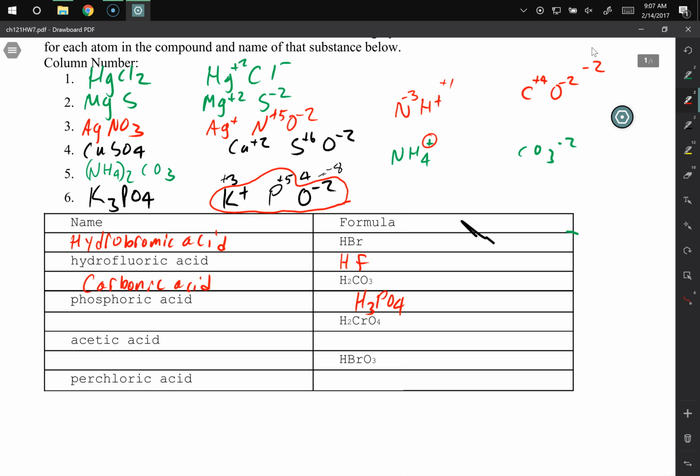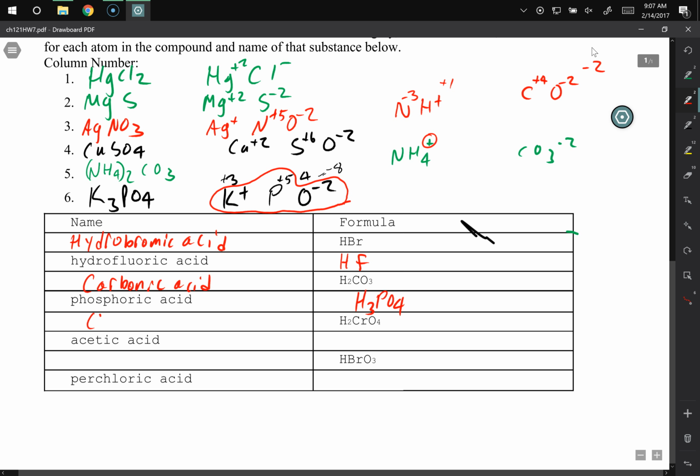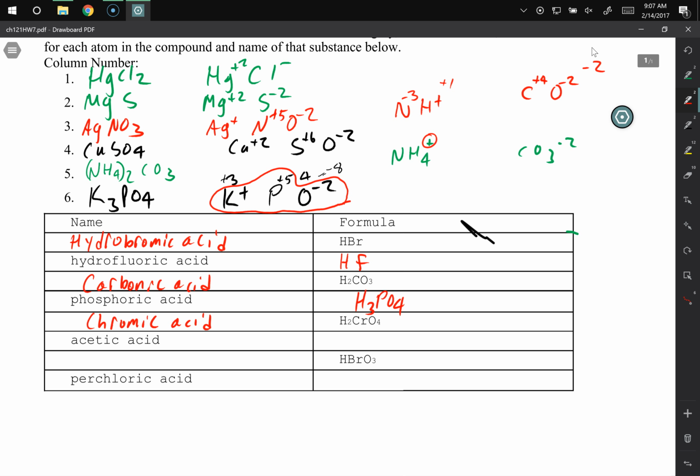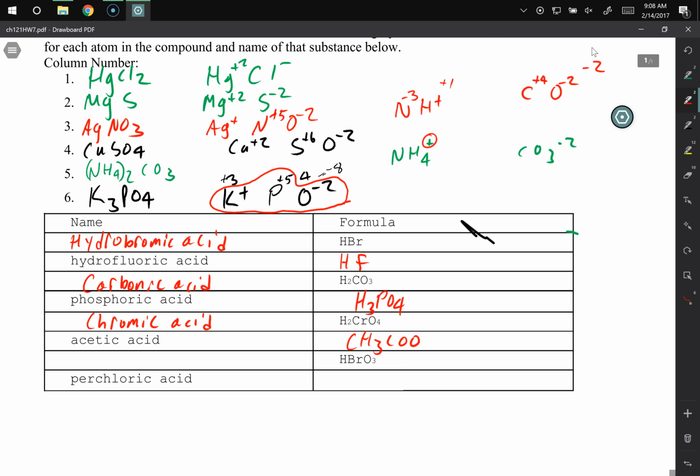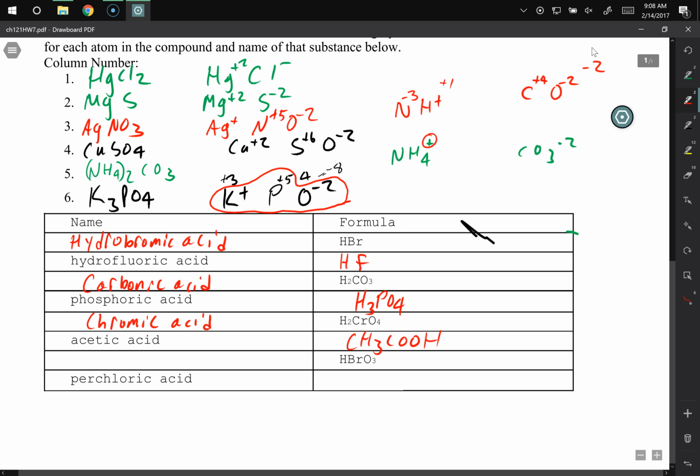Okay, so there's oxygen there, so this name doesn't have hydro in it. I need to know the polyatomic ion CrO4, and its name is chromate, so then it turns into what? Chromic. So chromic acid. Okay, acetic acid. So that polyatomic ion is what? Acetate. So then that's CH3COO with one negative charge on it. And so then how many H's do I need? Just one. And it goes right there. That's the weird one that doesn't actually start with an H.